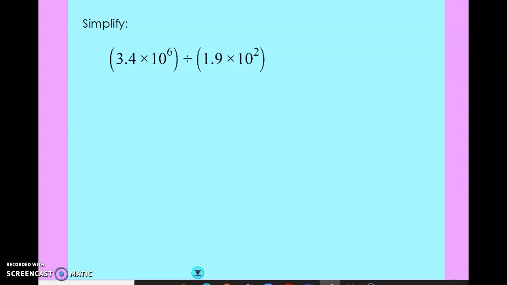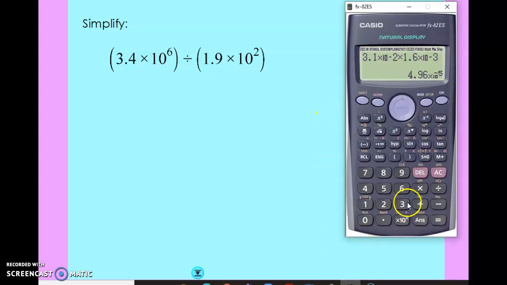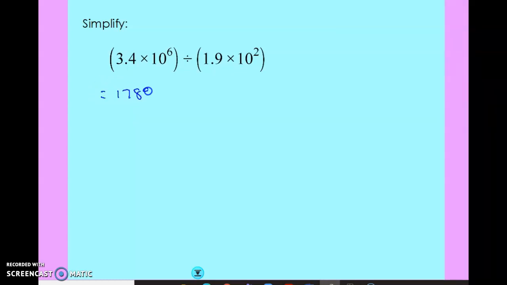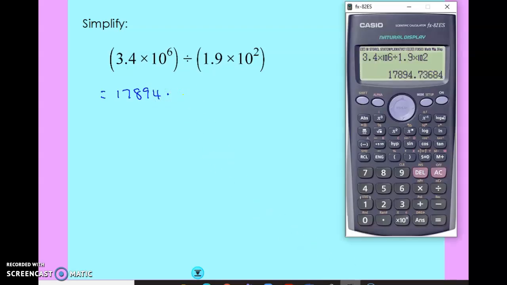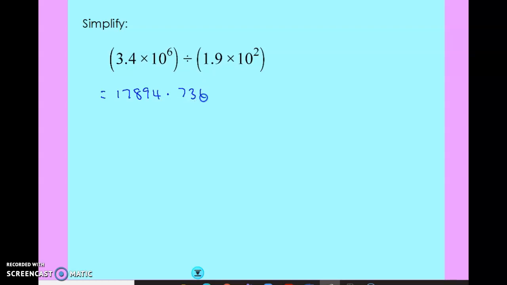We don't just multiply, we can divide, we can add, we can subtract, we can do anything like the scientific notation. They are just numbers, just written in a different way. Let's try dividing one. We're going to do 3.4 times 10 to the power of 6 divided by 1.9 times 10 to the power of 2, and that comes out as 17894.73684. Now we get to use our rounding as well as our scientific notation this time.